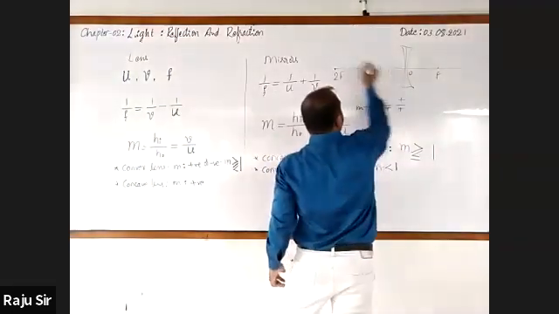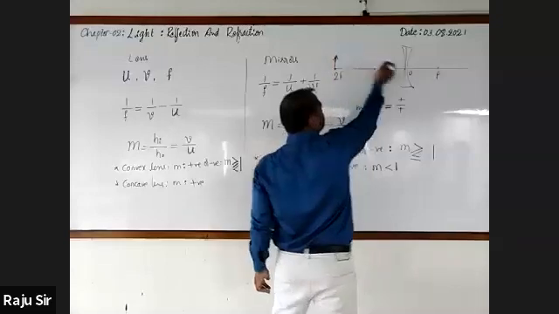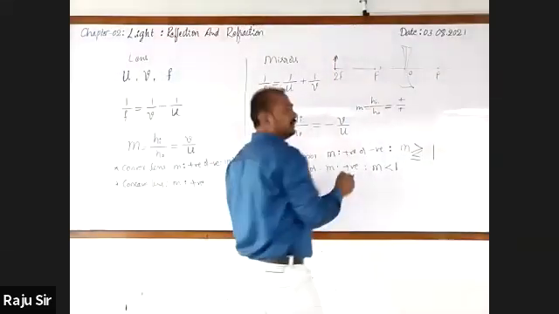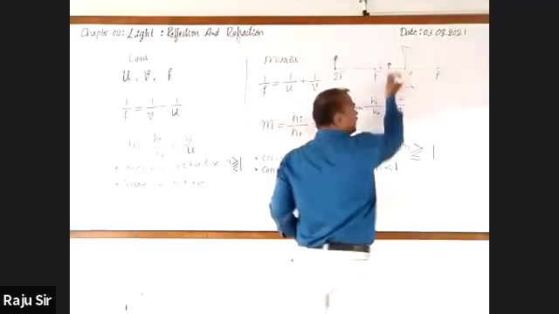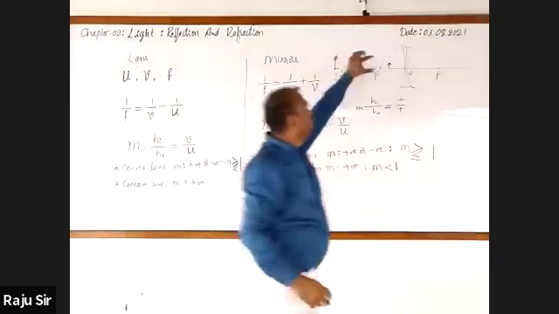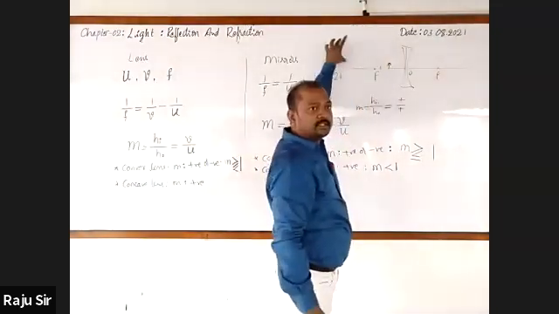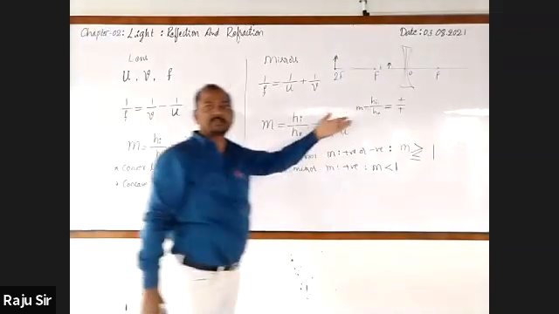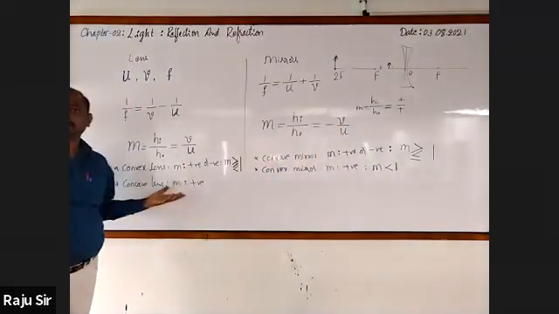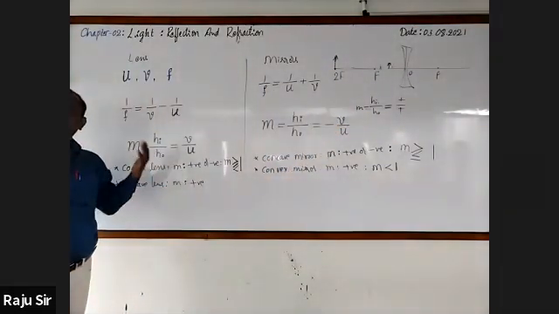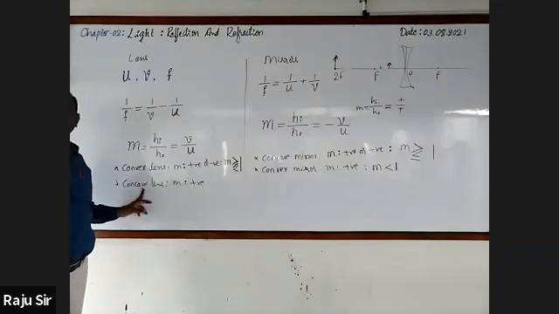If I place the object at 2F, where is the image formed? Between O and F only. Image is positive, object is positive, positive by positive, positive. Magnification is always positive with respect to concave.